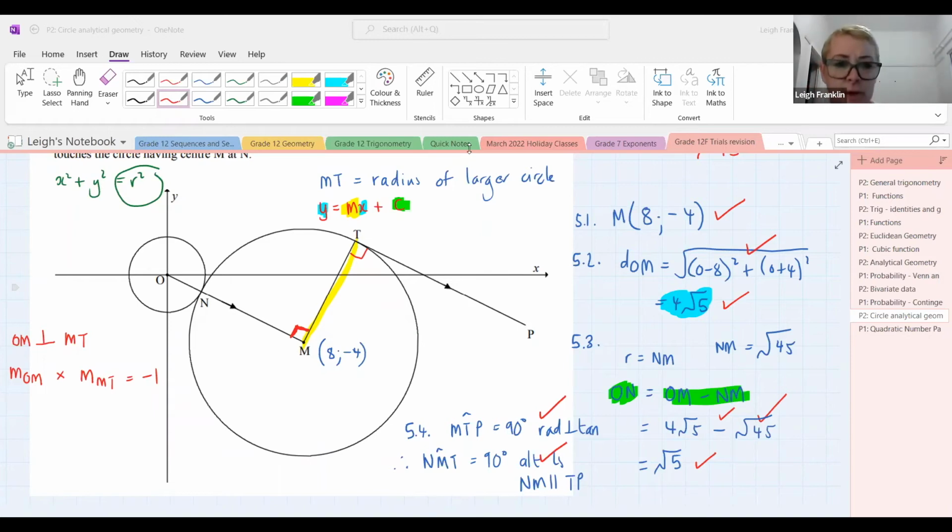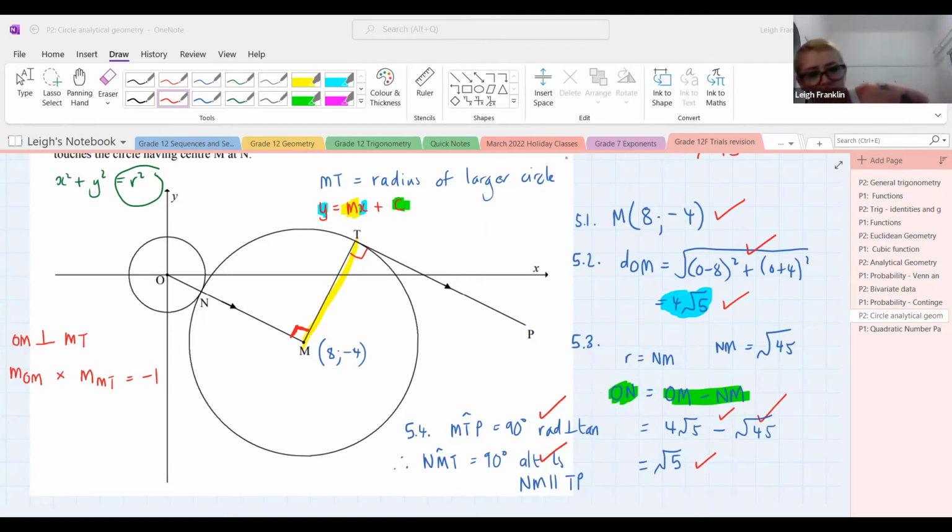Beautifully said, Ibrahim. So you have to multiply them to get -1. In other words, we can do what Mangaliso suggested. Mangaliso said, can't we work out the gradient of OM? Yes, we can, because we've got the coordinates at O and at M. Then the gradient of OM times the gradient of MT equals -1, and that'll give us a way to work out the gradient of MT.